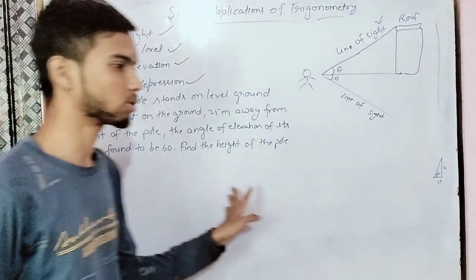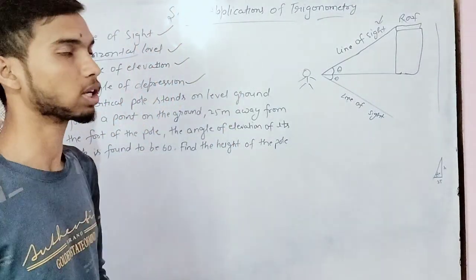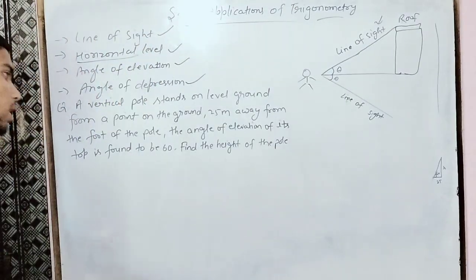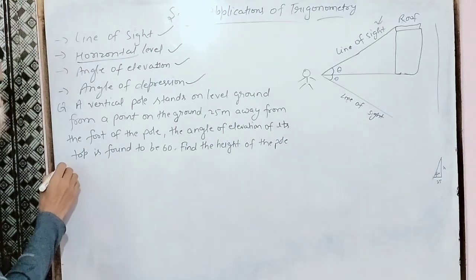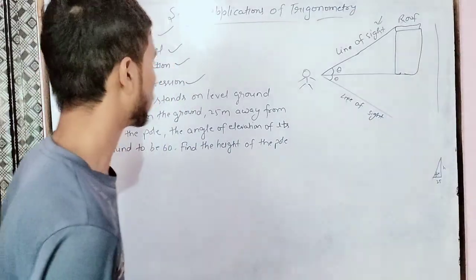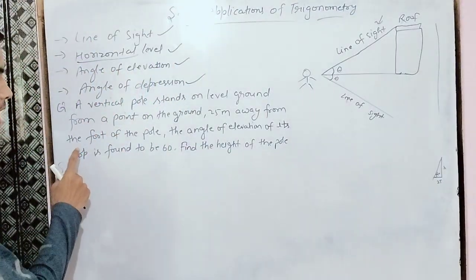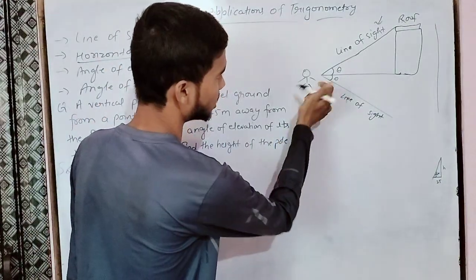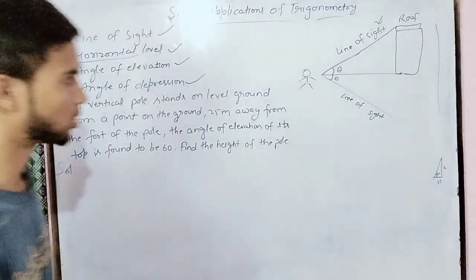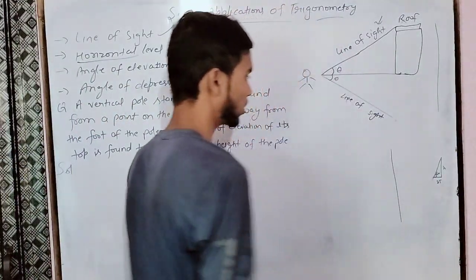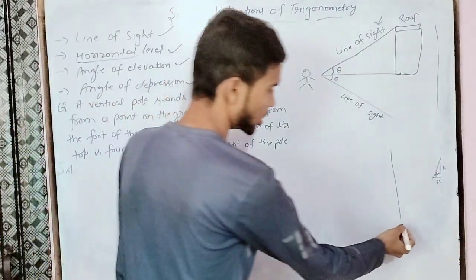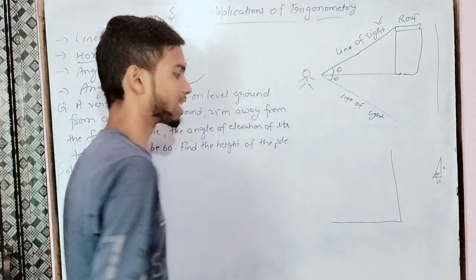So we have the first question based on some applications of trigonometry. Can you make a diagram from this question? Look, the meaning of this line is that the observer is watching here. Now a vertical pole stands. There is a vertical pole. The pole stands on level ground.